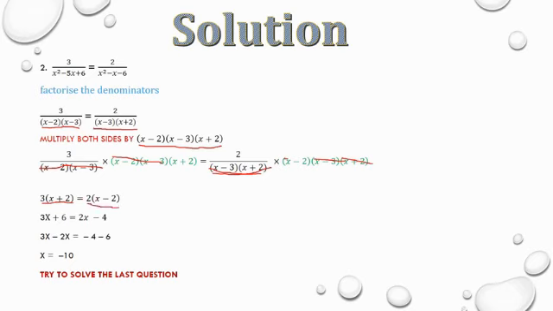So when we open our brackets on the left hand side, we've got 3x plus 6 and on the right hand side 2x minus 4. So if we group our like terms, the x terms on the left and the numbers on the right, we get 3x minus 2x on the left hand side and negative 4 minus 6 on the right. So our x will actually be equal to negative 10.